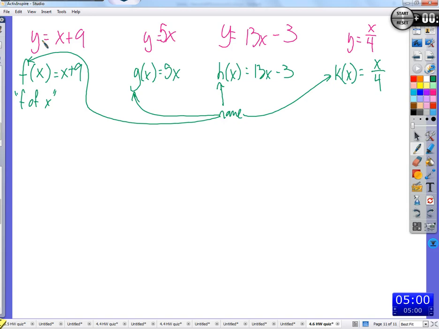Why don't you do that? Just take this function. It's going to take 1 second. Evaluate it for x equals 2. What is this function worth when x is 2? 11. 9 plus 2 is 11. That's the output of the function when the input is 2.